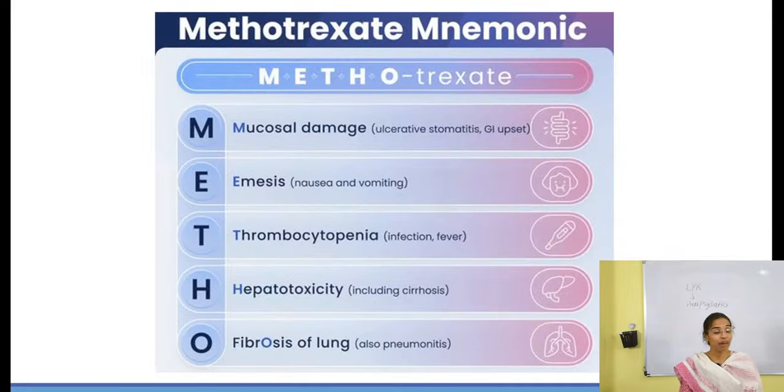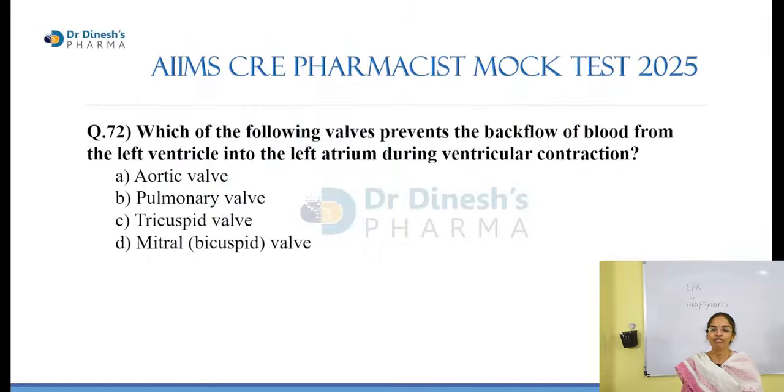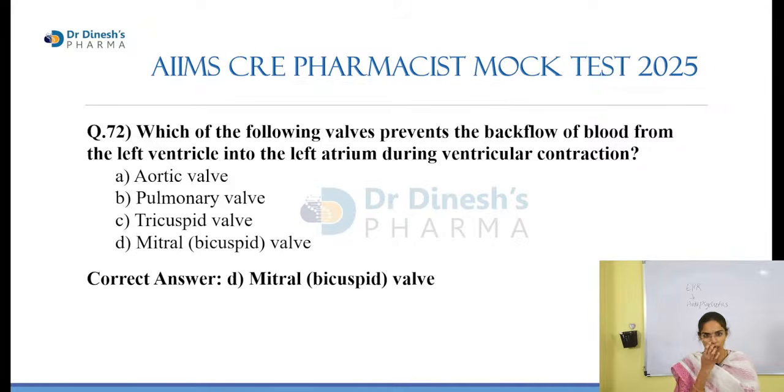Which of the following valves prevent the backflow of blood from the left ventricle into the left atrium during ventricular contraction? The options are A, aortic valve; B, pulmonary valve; C, tricuspid valve; and D, mitral valve or bicuspid valve. What's the right answer? The right answer is the mitral valve. We all know that very well.